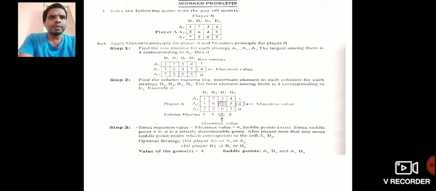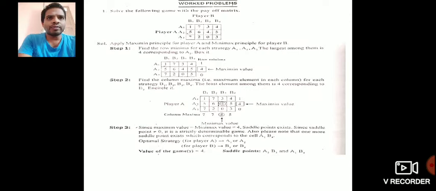Here, the first problem. Solve the following game with the payoff matrix. In the examination, they are going to give the problem in the payoff matrix. Here, player A and player B, there are two players. A1, A2, A3 are the strategies for player A, and B1, B2, B3, B4 are the strategies for player B. Then 1 7 3 4 5 6 4 5 7 2 0 3, these are all what we can call payoff.